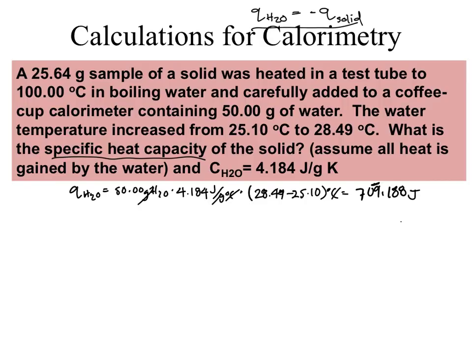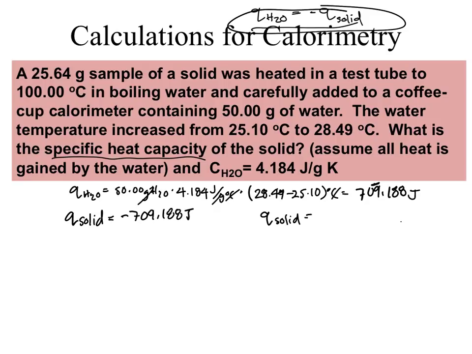Now this is going to allow us to figure out the Q of the solid indirectly by using the relationship we see here. Q of solid is going to be equal to the Q of the H2O, but with the opposite sign. So this is our Q of our solid. Now, they don't want the Q of the solid. What they want is the specific heat capacity, so they want the C variable. So Q of our solid is equal to the mass of our solid times the specific heat capacity of our solid times the change in temperature of our solid.